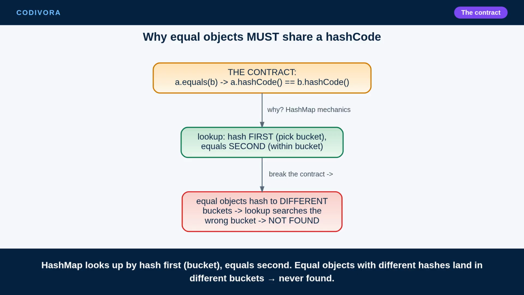Note the direction. Equal implies same hash, but same hash does not imply equal. Collisions are legal, just slow. Explaining the bucket mechanics, not just reciting the rule, is the difference maker.